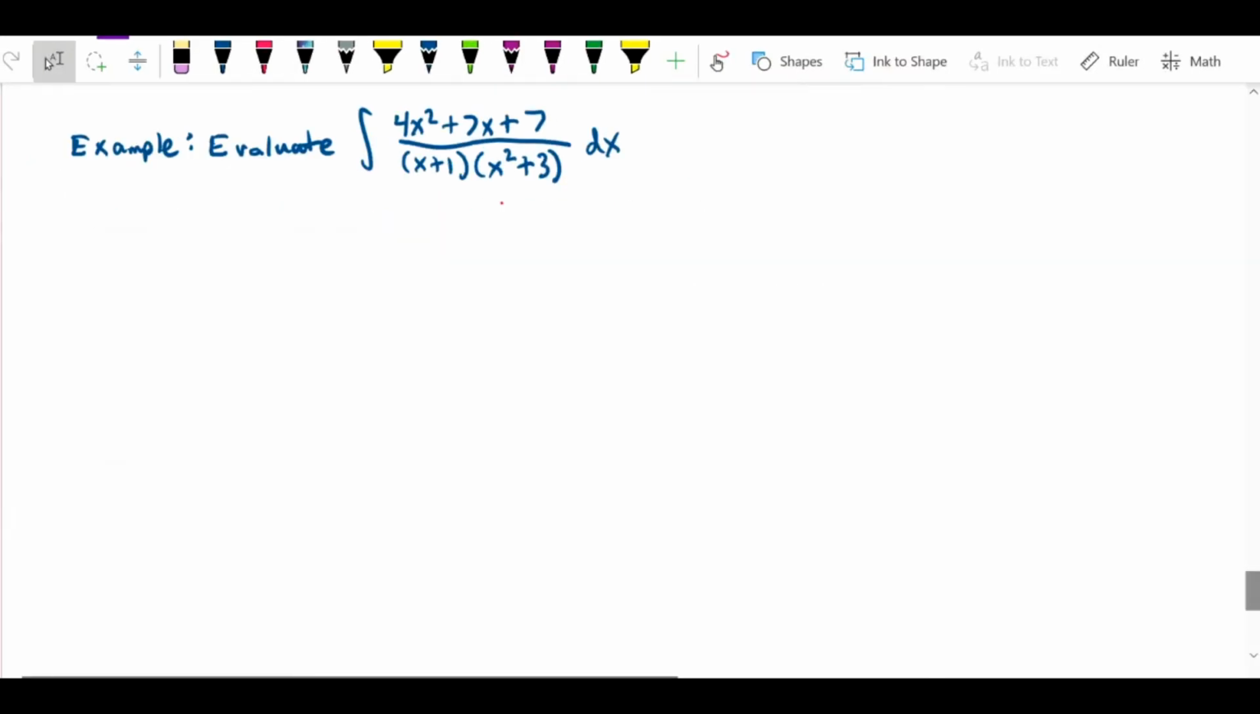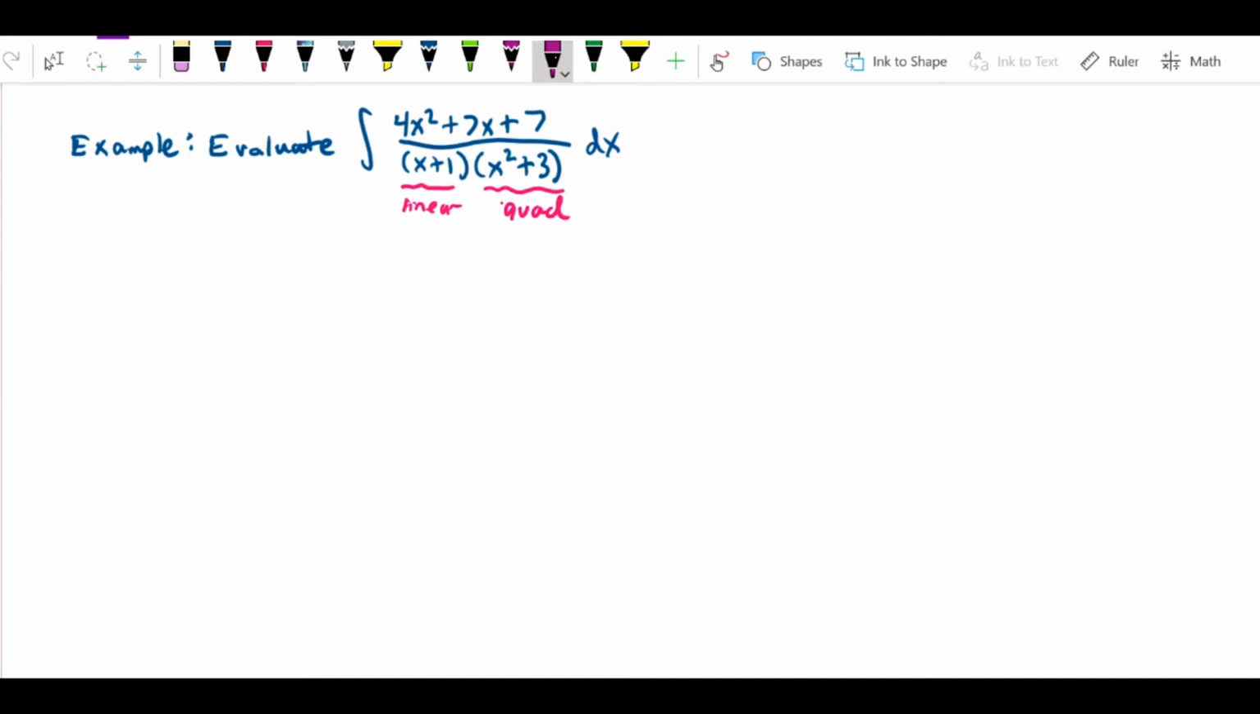What we have here is the problem to evaluate the integral of 4x squared plus 7x plus 7 over x plus 1 times x squared plus 3. We have a linear factor and a quadratic factor. Most importantly, this quadratic factor is irreducible. If the factor had been something like x squared minus 9, we could have factored it as x plus 3 times x minus 3, turning it into two linear factors. The important point is that there's no way to factor x squared plus 3 using the real numbers, so we have to treat it differently.